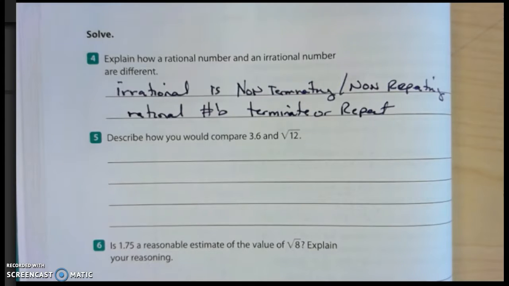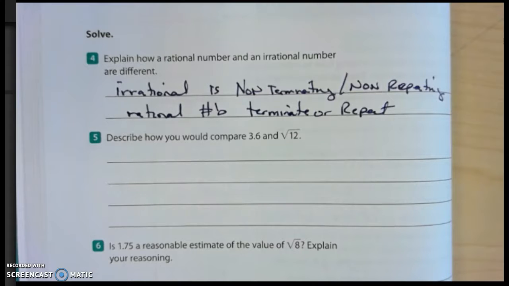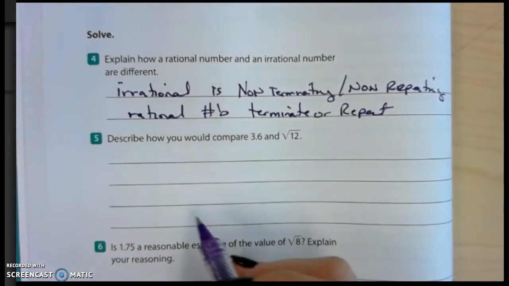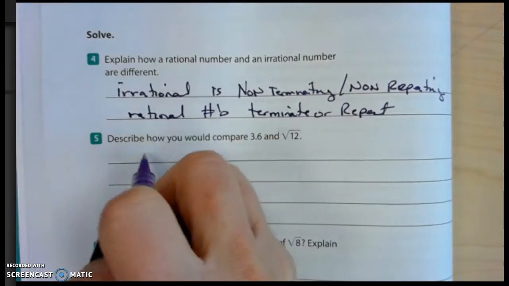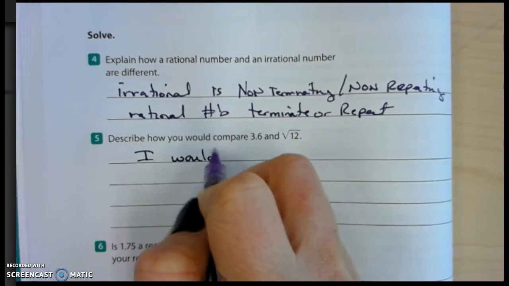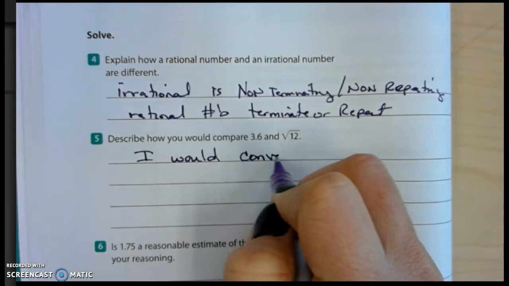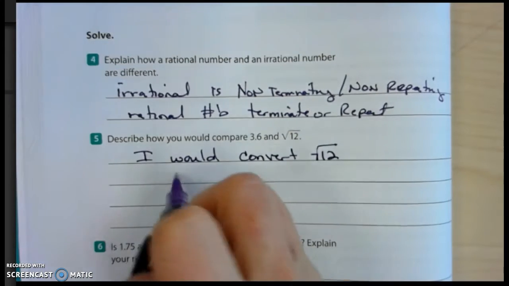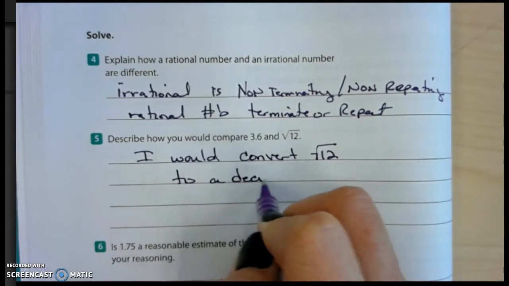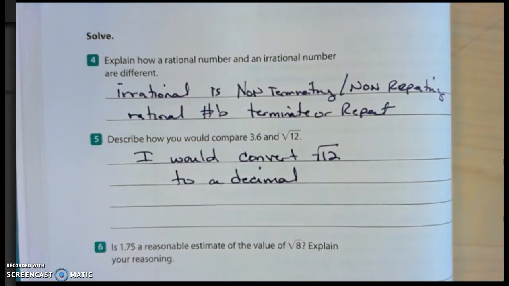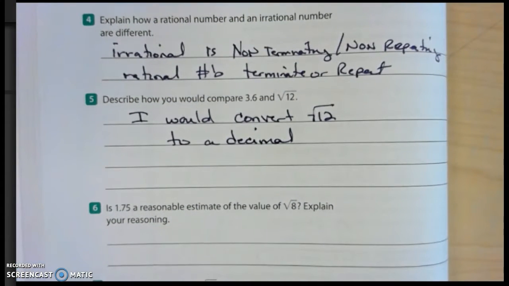That is the difference. Number 5, describe how you would compare 3.6 and the square root of 12. Now, did they ask us to compare these two numbers? No. They asked us how to compare the numbers. So again, no mathematical calculations. How would I do it? I would convert the square root of 12 to a decimal. And that would be your answer for number 5.